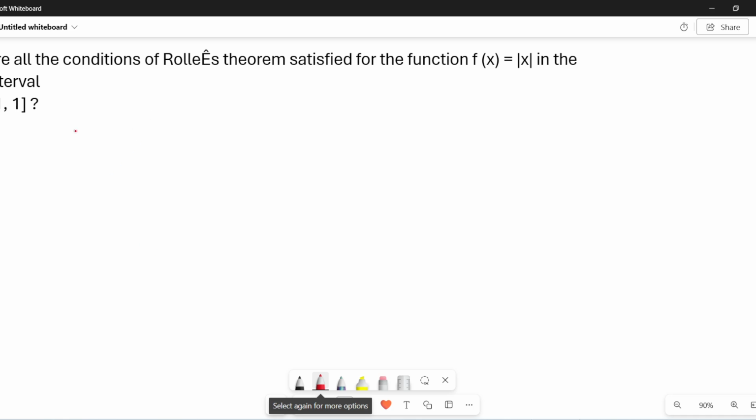The question says: are all the conditions of Rolle's theorem satisfied for the function f(x) = |x| in the interval [-1, 1]? So the function given is f(x) = |x|, and x belongs to -1 to 1.